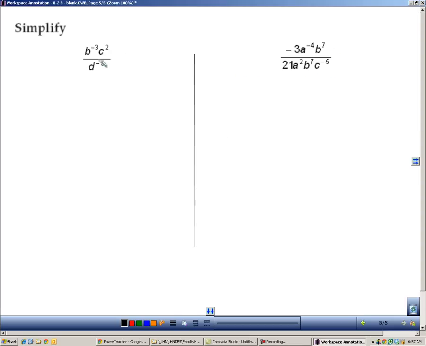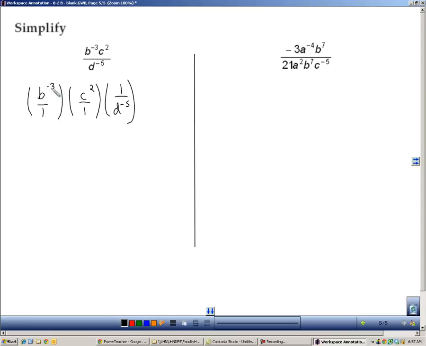Here we have some examples with negative exponents. I'm going to simplify these. We have a b to the negative 3rd, and that's over 1 because there's no other b's to associate it with. We also have a c to the 2nd, which is over 1 because it's on the top. And we have a 1 over d to the negative 5th because that's on the bottom. I split them up like this so that we can deal with each one individually.